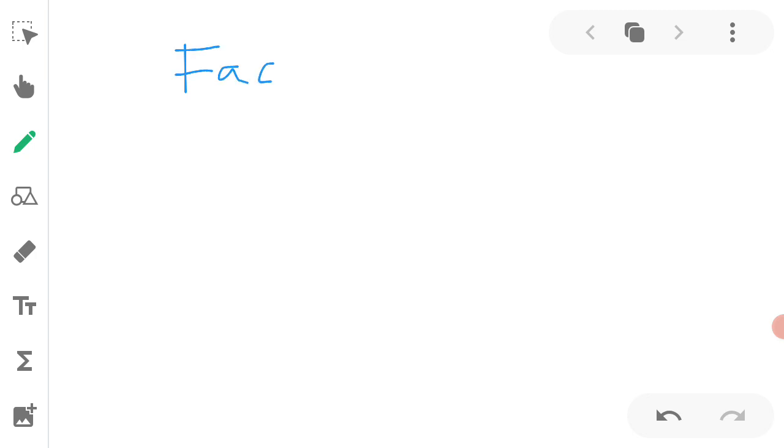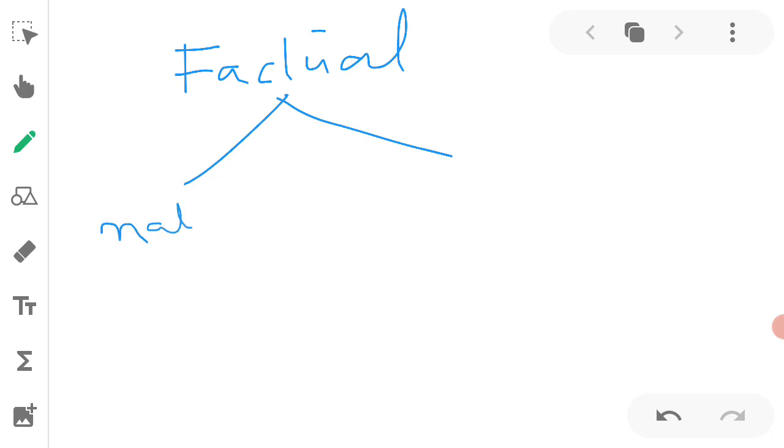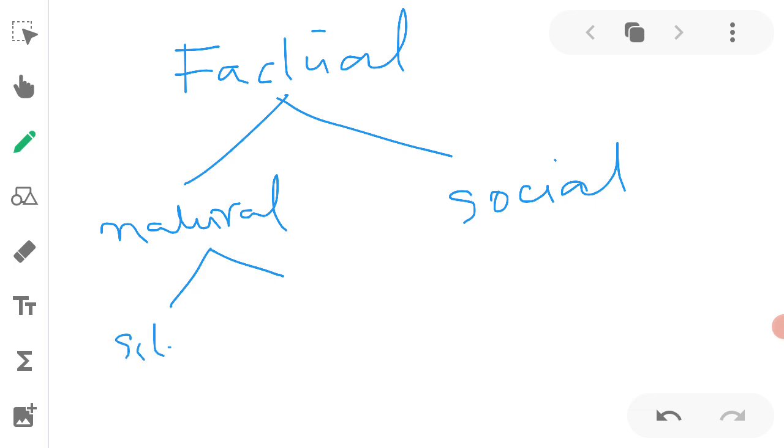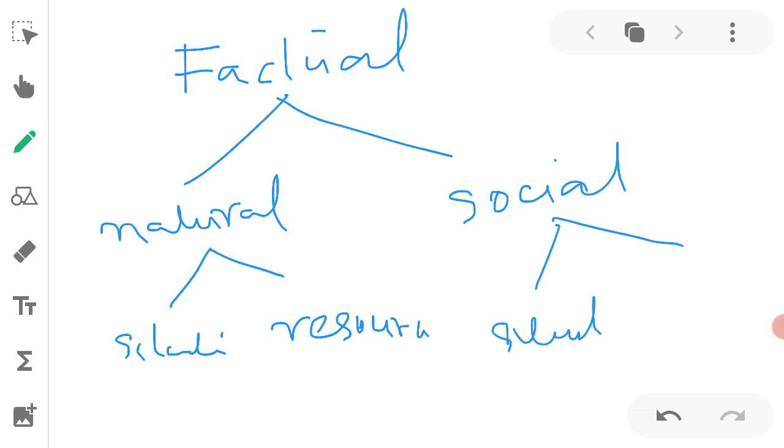So factual freedom can be divided into, let's say, I'm using these terms in a very broad sense, natural and then social. And within both of these, we can also distinguish between situation and resources, for example. So I'm going to look at these from these 4, 5, or 6 perspectives which I've outlined here.